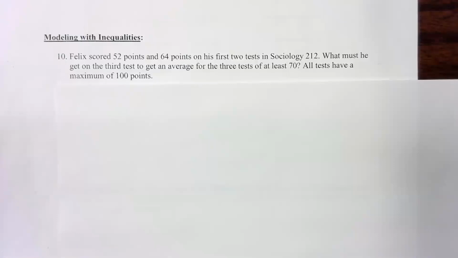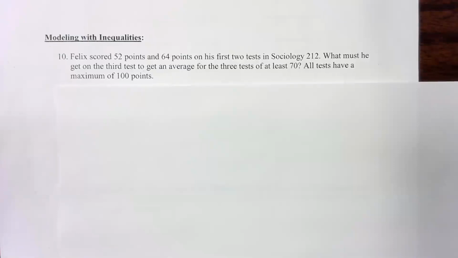So this one is basically asking you, if this student scored 52 and 64 on the first two exams, what must he get on his last exam, or his third exam, so that the total average for the three tests comes out to be at least a minimum of 70 points. So the idea here is we are talking about an average, right? We need to take the average of the three tests so that we can get an answer of 70.